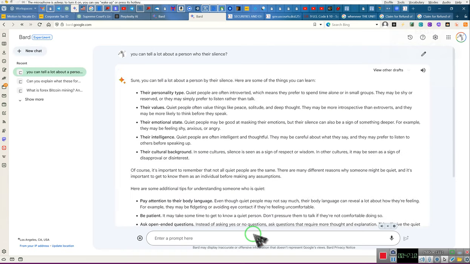You can tell a lot about a person by their silence. Here are some of the things you can learn. Their personality type. Quiet people are often introverted, which means they prefer to spend time alone or in small groups. They may be shy or reserved, or they may simply prefer to listen rather than talk. Their values. Quiet people often value things.